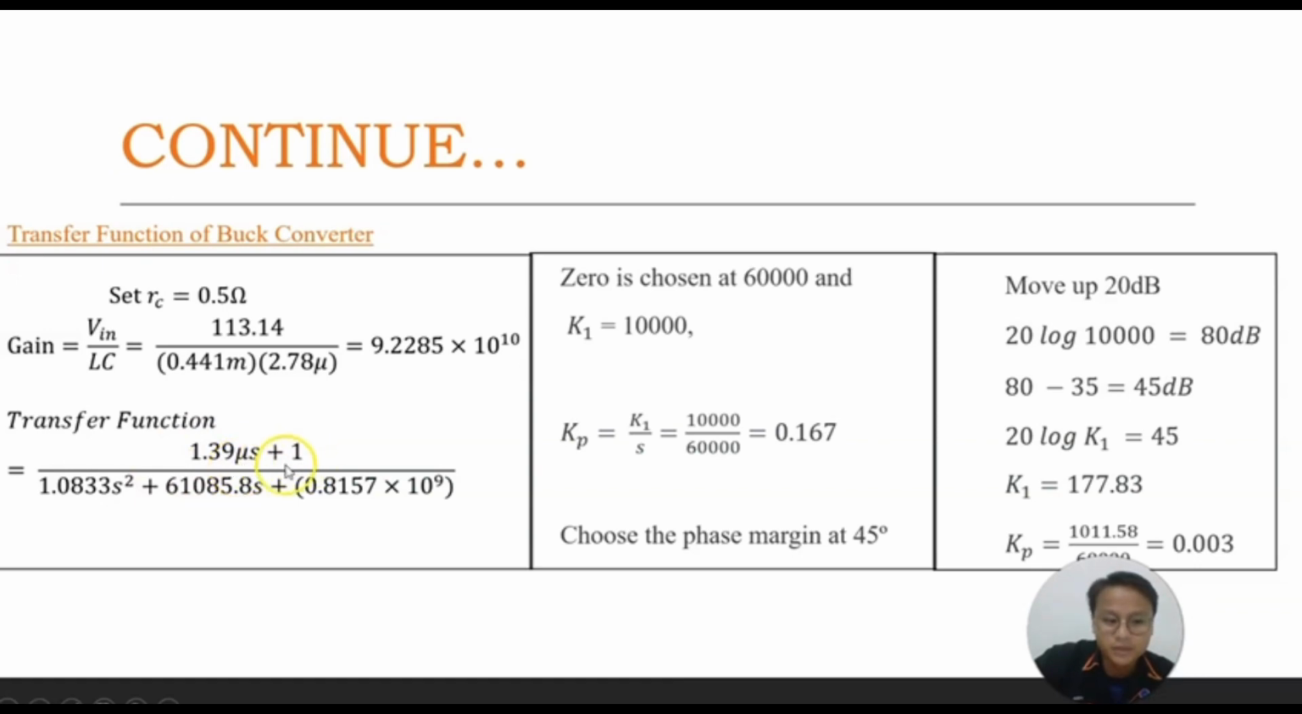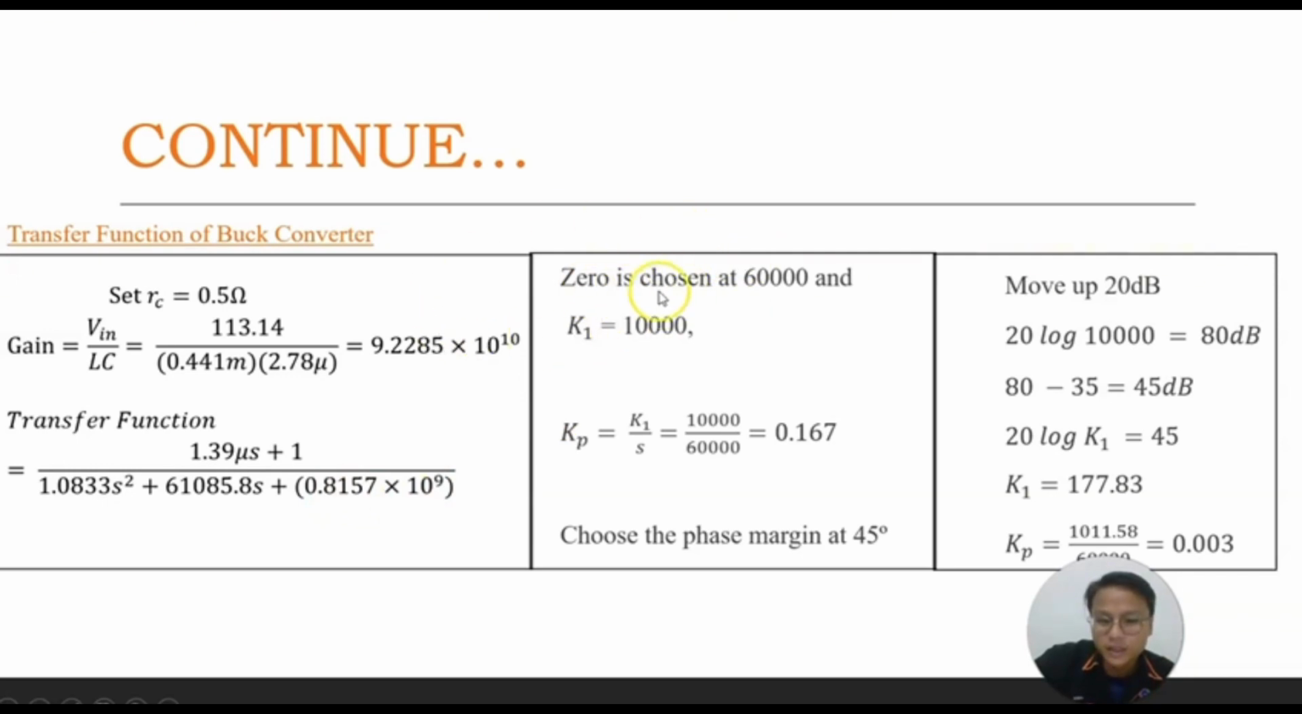The denominator is 1.39 micro S plus 1, 1.0833 S squared plus 61085.8 S plus 0.8157 times 10 to the power of 9.